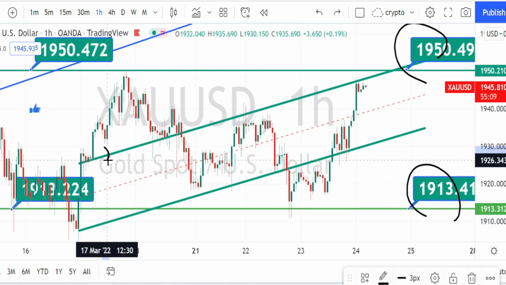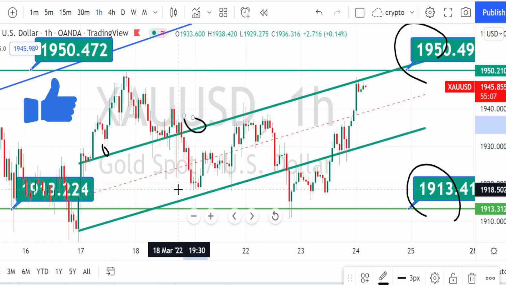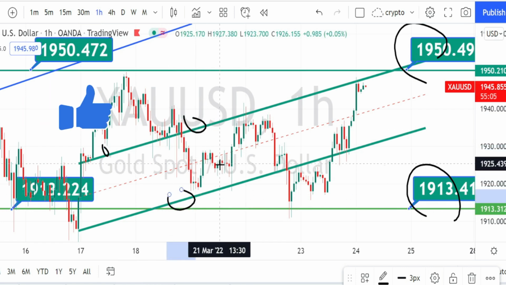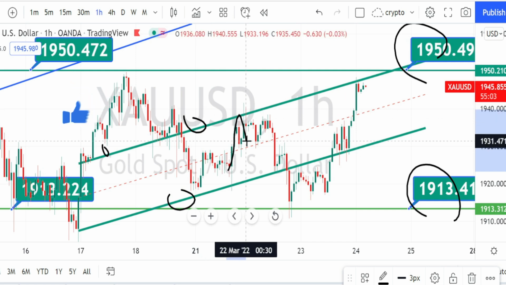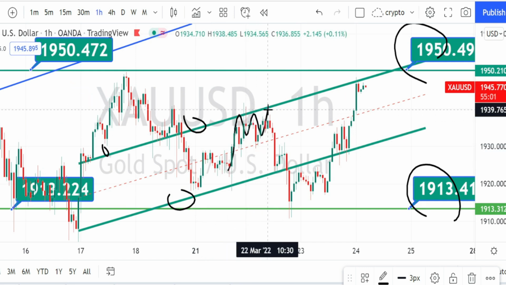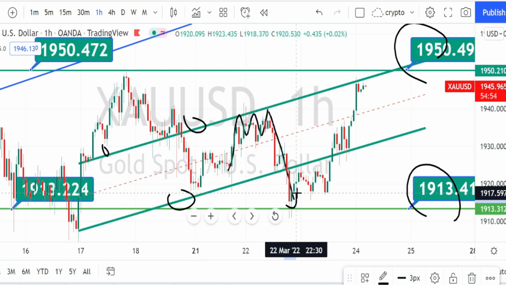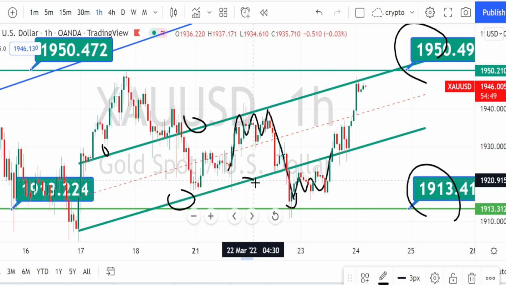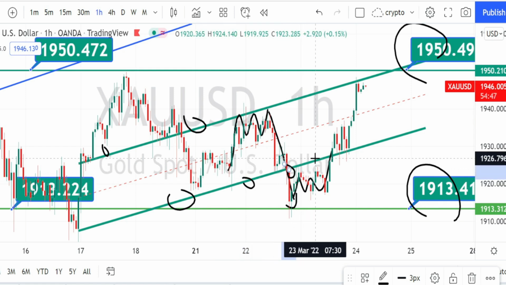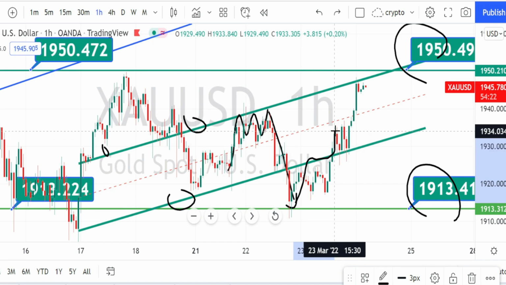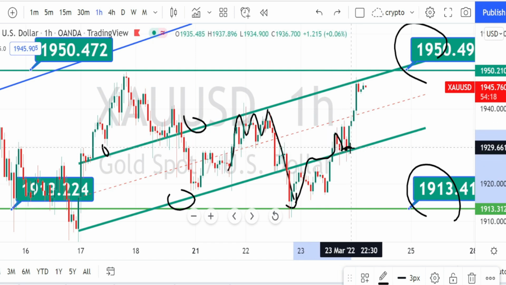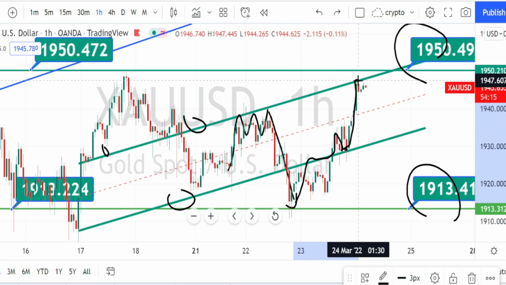I've drawn a channel pattern or the resistance line and the support line, and you can notice that whenever the price action tests this resistance line, we have noticed trend reversal, and again when the price action tries to go on a bullish side, this support line had acted as a resistance line. Once this resistance line is taken, you can notice that there was a sharp bullish trend and took support on this resistance line and continued its bullish trend.